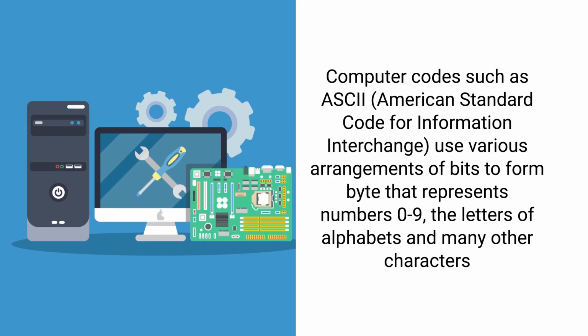But at any point of time, these two states cannot define all the characters and numbers, and for that reason, computer codes such as ASCII, which is the American Standard Code for Information Interchange, use various arrangements of these bits to represent different number systems or the letters and alphabets. Generally, these are combinations of 8 bits, and these 8 bits are referred to as 1 byte. That means if we have to represent any alphabet, it can be stored in the system by taking 8 bits together.